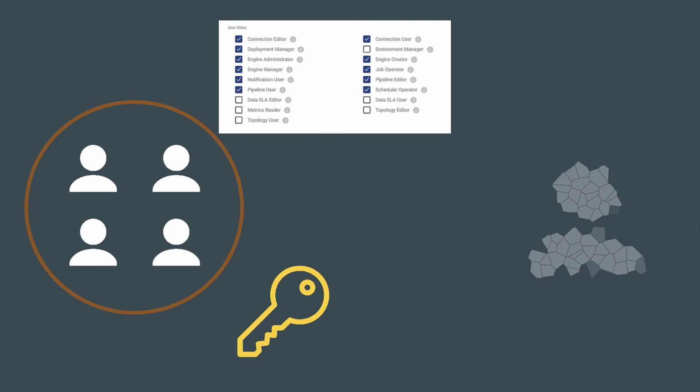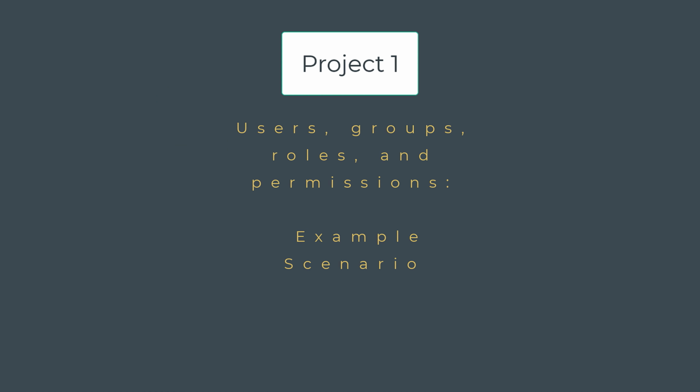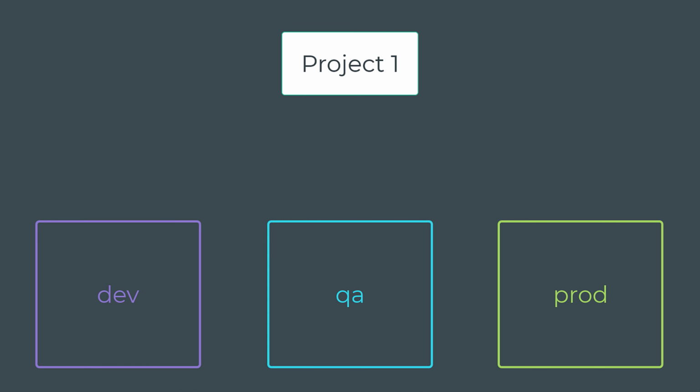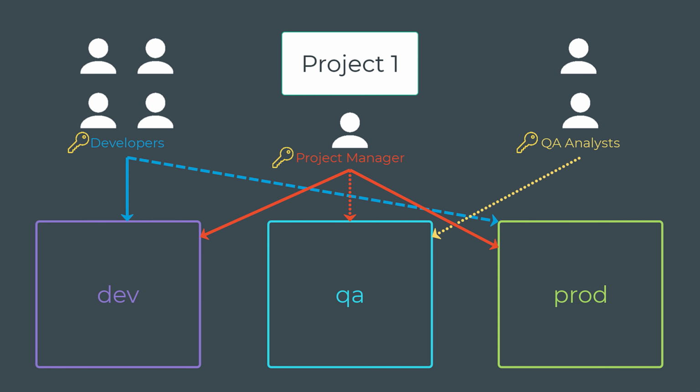Now that we've seen how groups, roles, and permissions are applied to a user's account, let's see a few examples in action. In our first example scenario, one project has 3 different environments for dev, QA, and production. We need to make sure our 4 developers, 2 QA analysts, and our project manager all have the appropriate access.